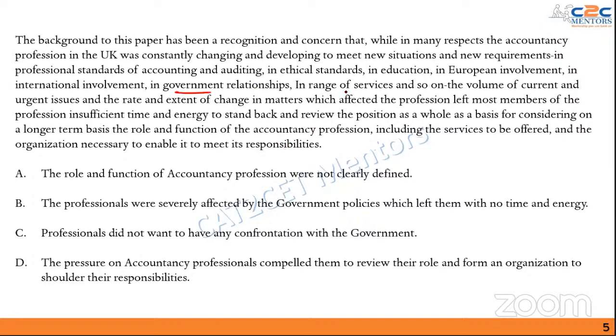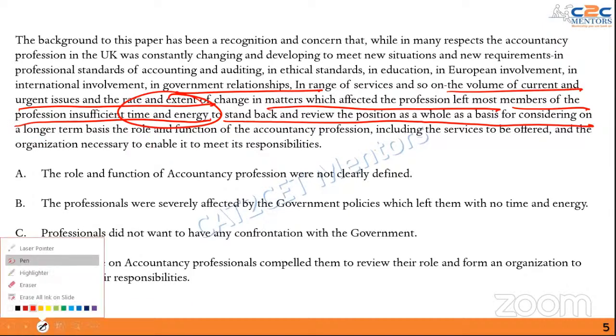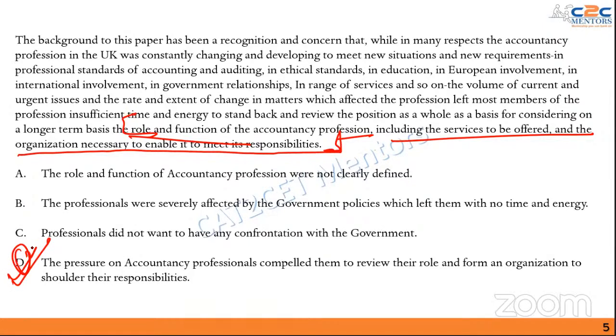Okay, we'll do that. Government relationship, volume, urgent issue. All these are issues that are related to accounting profession. Like most members of the profession, insufficient time and energy. Okay. To stand back and review the position as a whole on a longer term basis, role and function of accountancy profession, including the services to be offered and the organization necessary to enable it to meet its responsibilities. Now, this is where the passage gets over, and this is what I can see in D for Delta, and this is going to be my answer.